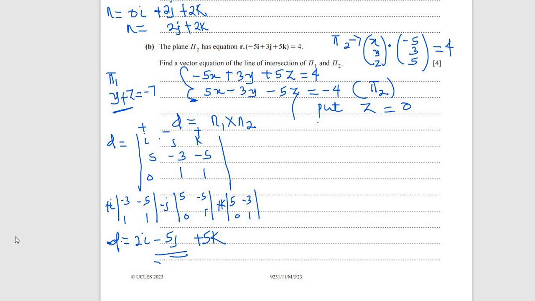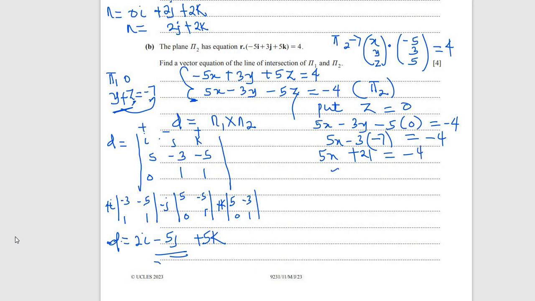If you put z to be 0, what do you have? We have 5x minus 3y equals minus 4. I'm using plane 2. Since z is 0, y is minus 7 from plane 1. So 5x plus 21 equals minus 4. At the end of the day, 5x is minus 25. x is equal to minus 5.